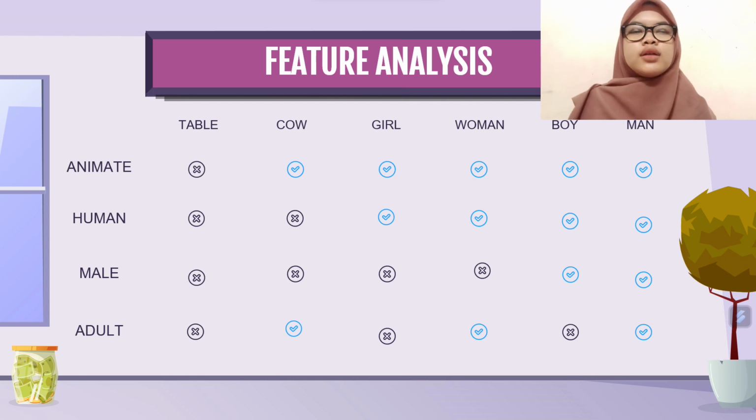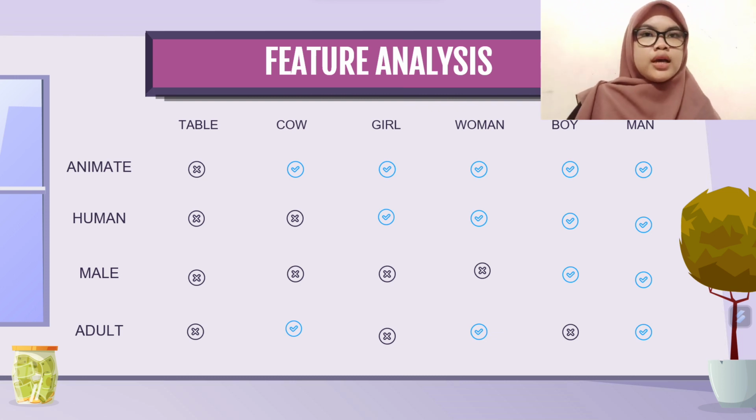Now we move on to the second procedure, the particle procedure. The particle procedure is a set of specific different meanings compared to more general meanings. We can see it again in this table analysis. The word table here does not have a check mark when viewed vertically. This is because the word table is not included in animate, human, male, or adult.